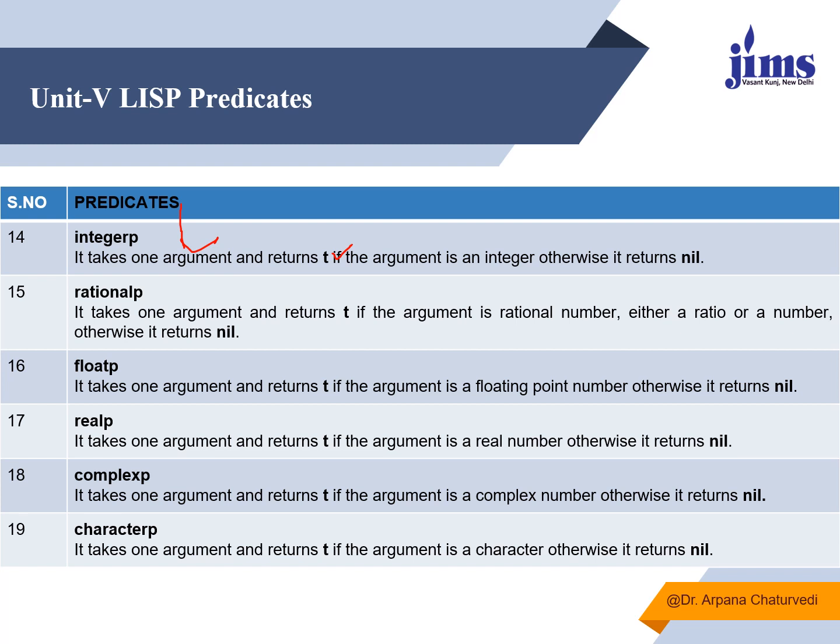Similarly, rationalp, we are going to check for a rational number. If the passed argument is a rational number, it will return true, otherwise false. Floatp takes one argument, checks whether the argument is a floating point number or not. Realp, again it will take one argument and checks whether the argument passed is a real number or not. Complexp will be checking for a complex number. Characterp is going to check for a character, and all these are passed with one argument.